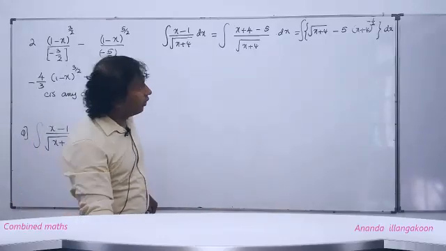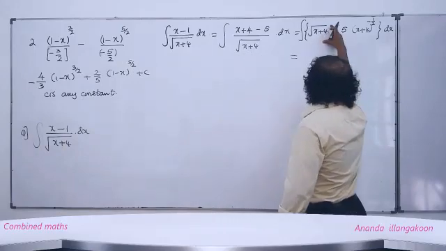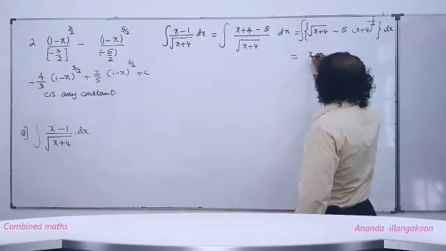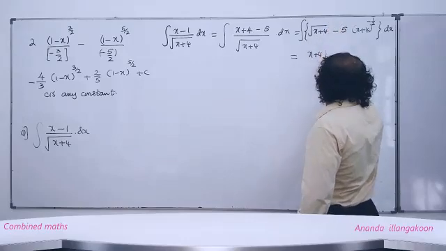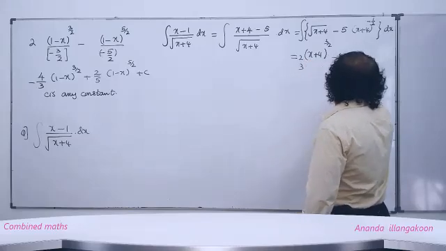Now we can integrate this, no? x plus 4 to the power half, add 1 there. x plus 4, half plus 1 is 3 by 2, to the power 3 by 2, divided by 3 by 2. Dividing by 3 by 2 means multiplying by 2 by 3. This way, right?